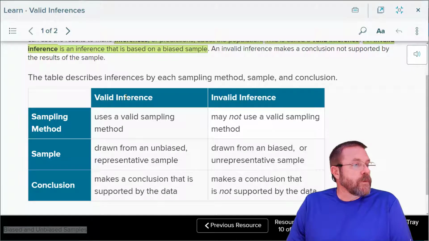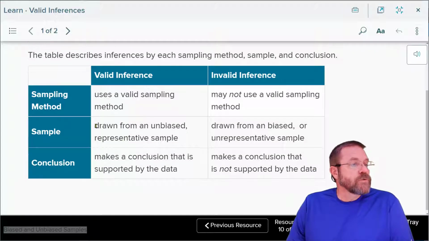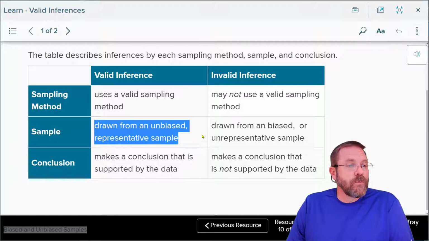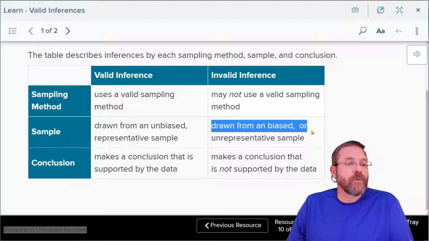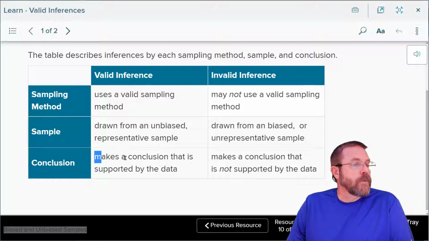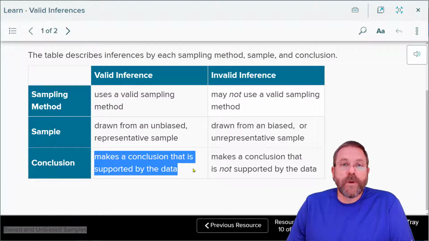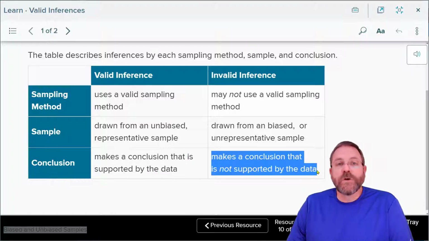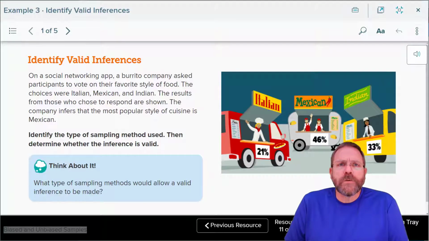So let's take a look at these. You've got valid inferences and invalid inferences. Your sampling method for a valid inference uses a valid sampling method. The invalid obviously does not use a valid sampling method. For the sample, it's drawn from an unbiased representative group. Meanwhile, the invalid is coming from a biased or an unrepresentative group. And then your conclusion is going to be supported by your data in a valid inference, while an invalid inference is going to be making some jumps that are not totally supported by the data. With that, let's look at example 3.